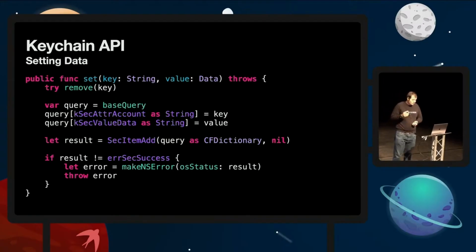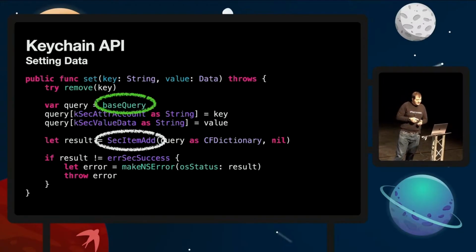And you remove it first, but then you again use this base query and populate the keys and values. So the key, which means the account, and the value, which is the value data, and execute the add command. And again, error processing in the same way. We use the same method that we've just extracted.